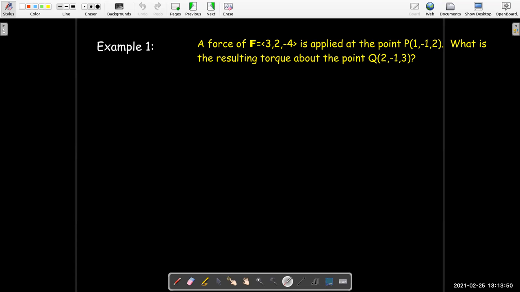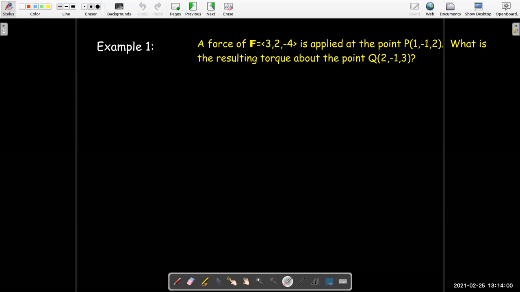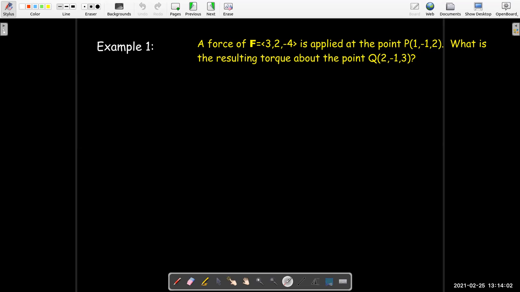So we have a force with the components 3, 2, negative 4 being applied at a certain point P, which has coordinates 1, negative 1, 2. And we'd like to know what would be the resulting torque about another point, which is Q with coordinates 2, comma negative 1, comma 3.